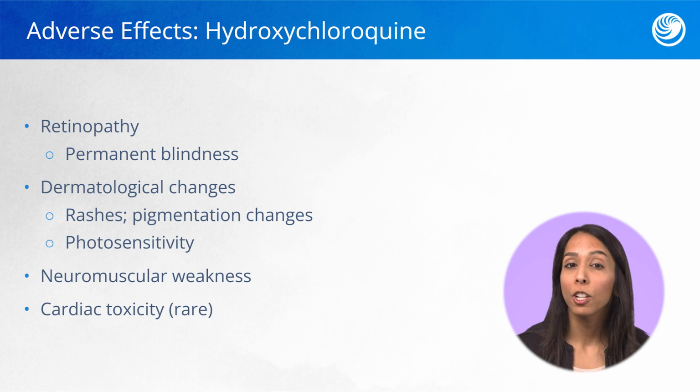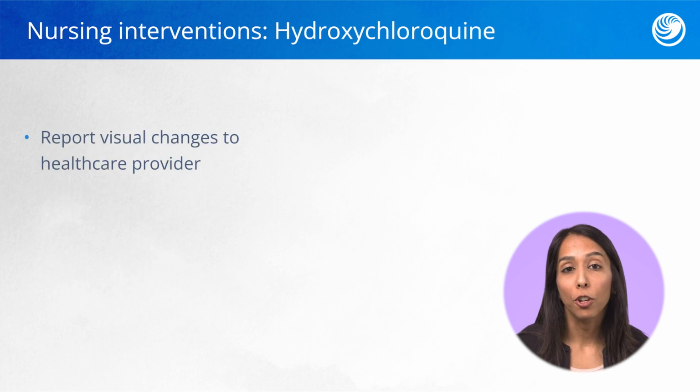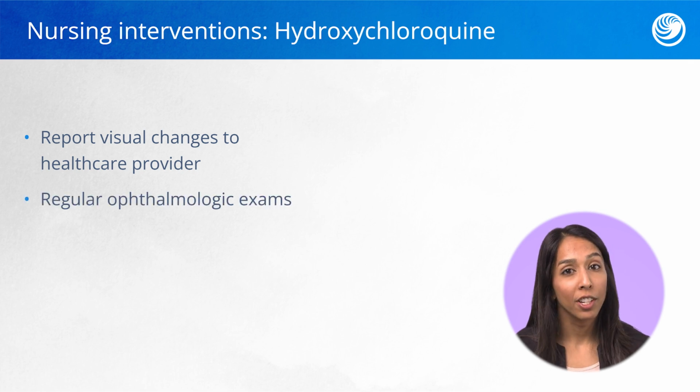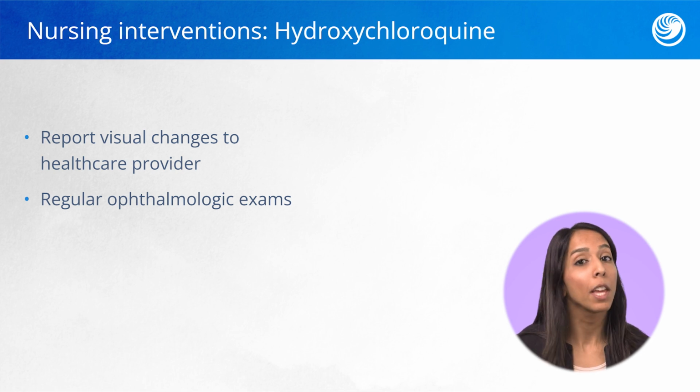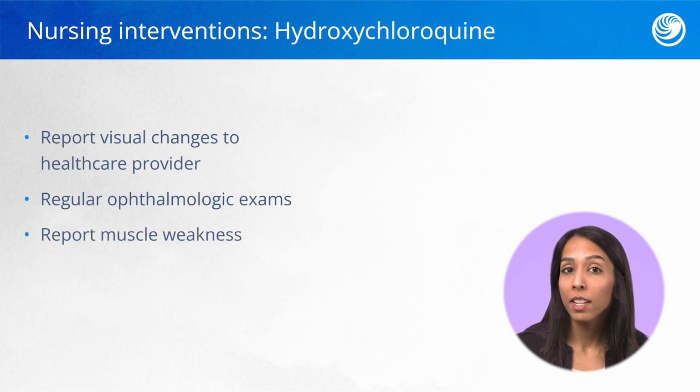Additionally, prolongation of the QT interval and subsequent ventricular arrhythmias can also occur. Any visual changes should be reported to the healthcare provider immediately, as intervention may be required to prevent irreversible damage. Additionally, routine ophthalmologic exams should be performed to monitor for any vision-related damage that may occur prior to symptom development. Muscle weakness, which may occur due to neuromuscular adverse effects, should also be reported to the provider.